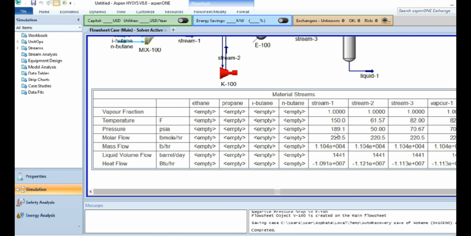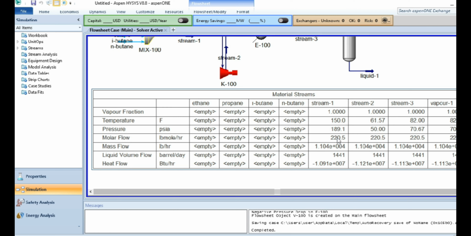150, same as in the question. Then the pressure: initially there was no pressure given, so when we inserted our composition and the temperature, the pressure was automatically generated from the fixed equation of state, that is Peng-Robinson. The molar flow rate, if I recall, was 100 kg mole per hour.